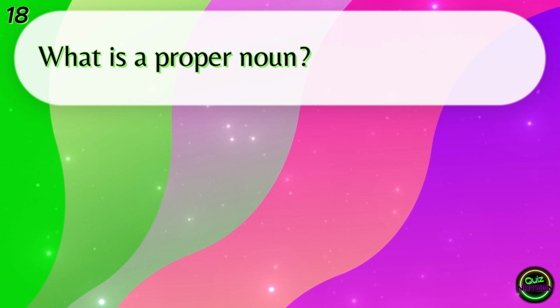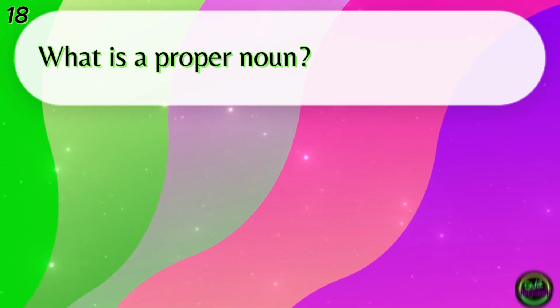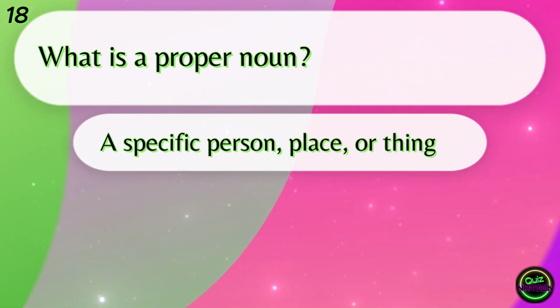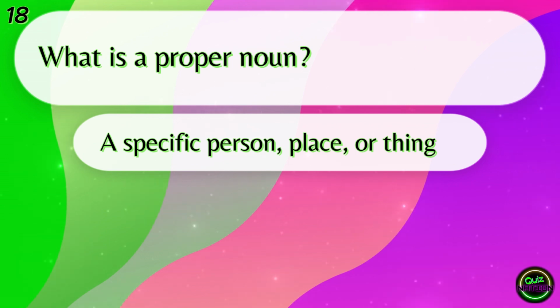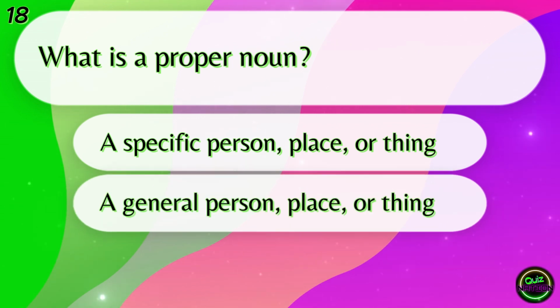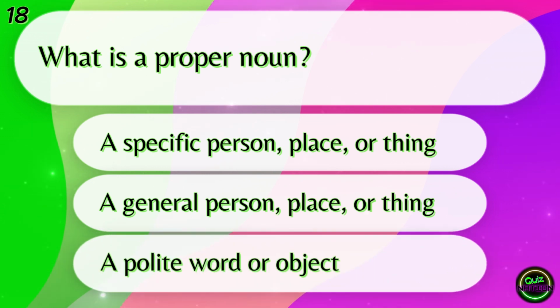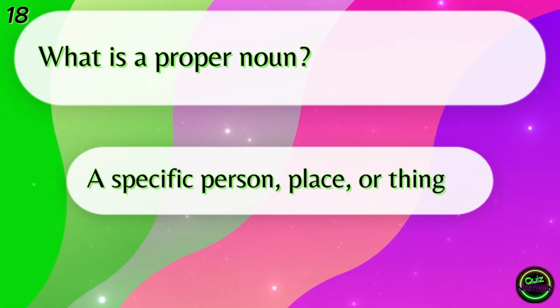What is a proper noun? A specific person, place, or thing. A general person, place, or thing. A polite word or object. A specific person, place, or thing.